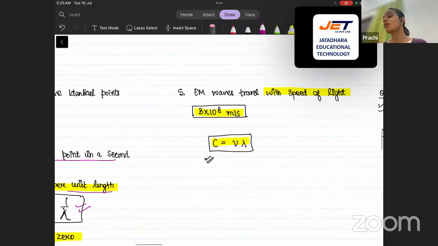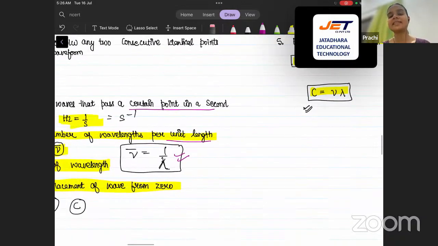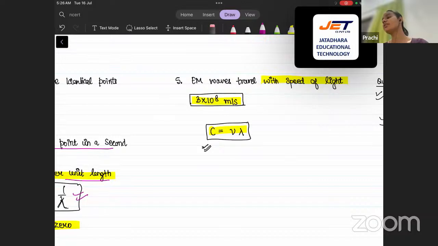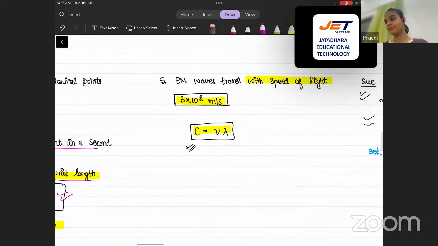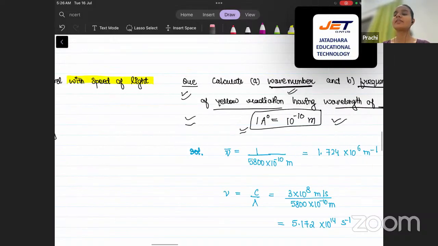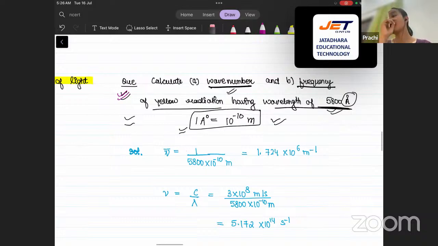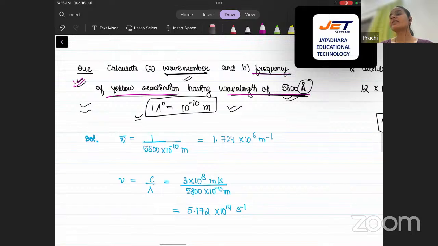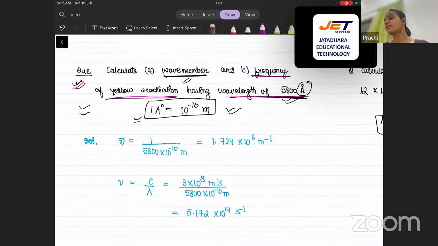So did you solve the problem that I gave you the last time? If you have solved it, we'll see it. If not, you have to solve it, send the answer, and then we will see how we solve the particular problem. So yes, quickly tell me in the chat whether you solved this numerical or not. I gave you that you have to calculate the wave number and frequency of yellow radiation having a wavelength of 5800 angstrom. So quickly tell me whether you solved this numerical or not.